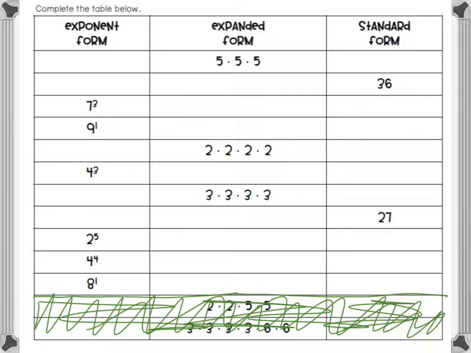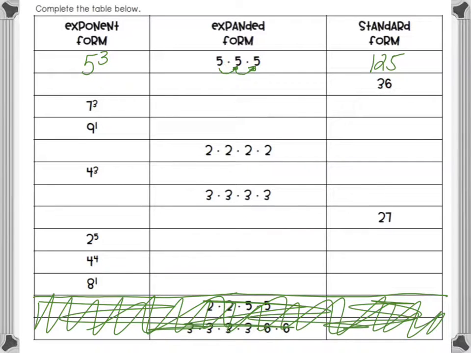We've got a table that gives us some of the information, and our job is to fill in the rest of the information. So for example, let's start with this top example where I have 5 times 5 times 5. Well, this is going to be 5 to the third power because we're taking 5 and multiplying it 3 times. So now I need to write it in standard form. So I'm going to multiply 5 times 5, which is 25, and then 25 times 5 is 125. So my standard form is 125.